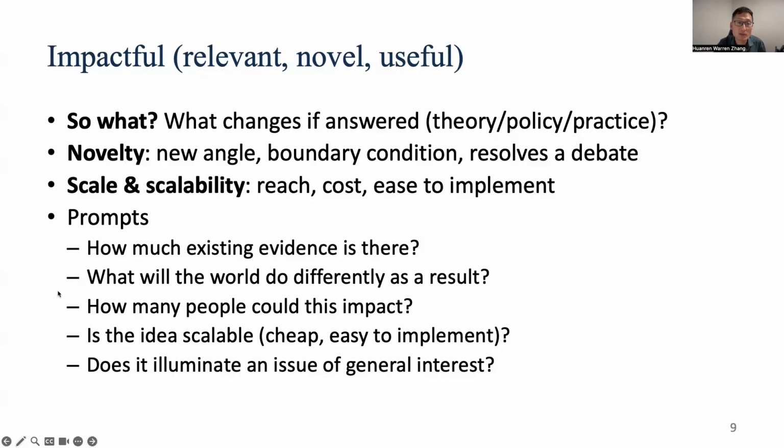Here are some things that you can ask yourself to determine whether your research question is impactful. How much existing evidence is there? What will the world do differently as a result after you answer the research question? How many people could this impact? Is the idea scalable, cheap, and easy to implement? And does it illuminate an issue of general interest, meaning whether other people will be interested in your results? So these are the questions that you can keep in mind.